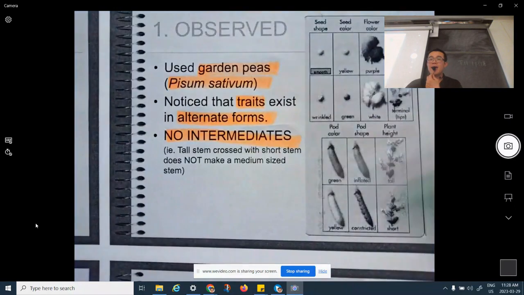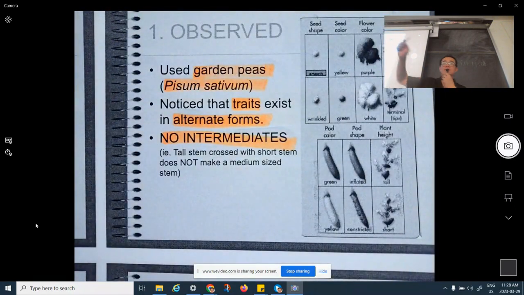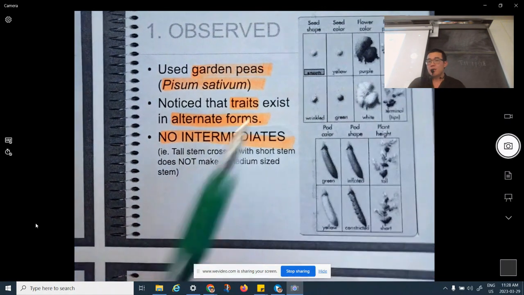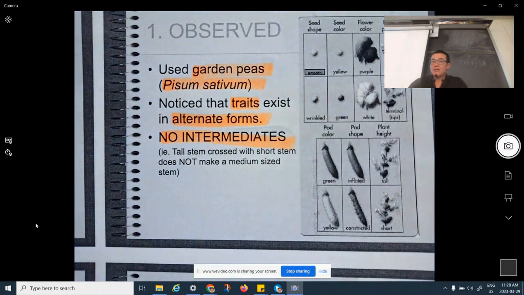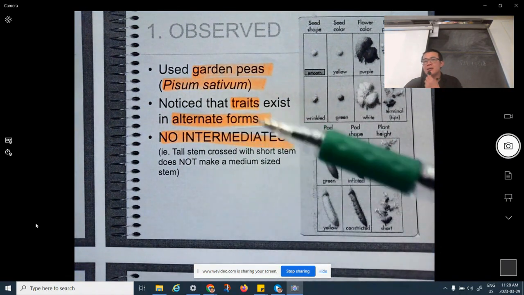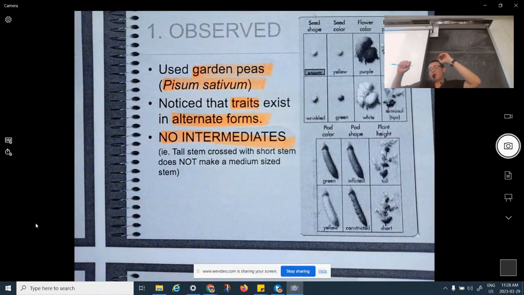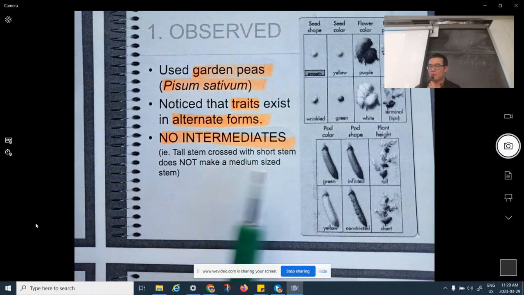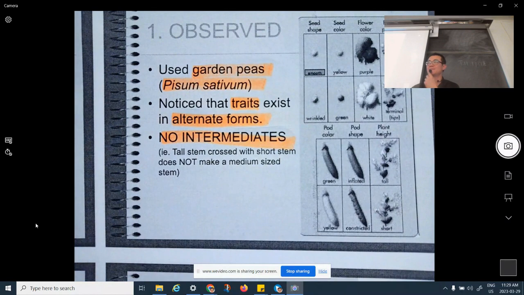Okay, and in some ways he was very lucky, so to speak, and I'll explain why. The traits that he was looking at only have an alternate form. So it's either yes or no, green or yellow, tall or short. You don't get a blend. You don't get a tall plant crossed with a short plant giving you medium plants. You don't get those.